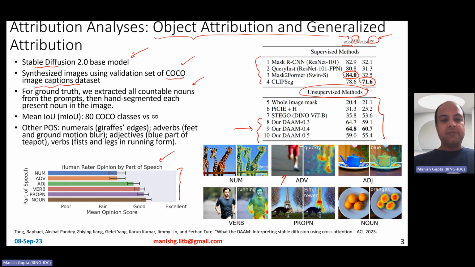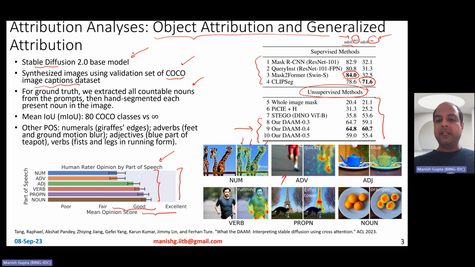And what they found is that for a whole bunch of part of speech tags, all the 6 part of speech tags that they considered, humans rated the heat maps to be somewhere between fair and good. So in some cases, in fact, it was between good and excellent as well. You can actually see some really good cases here. So for example, here the number 3 is highlighted. And for the number 3, you can see that the giraffes' edges are getting super high attention values, which indicates that, yes, it has been able to figure out 3 giraffes.